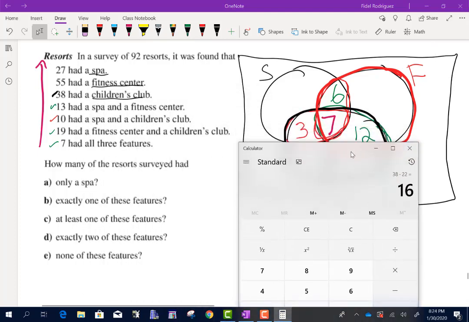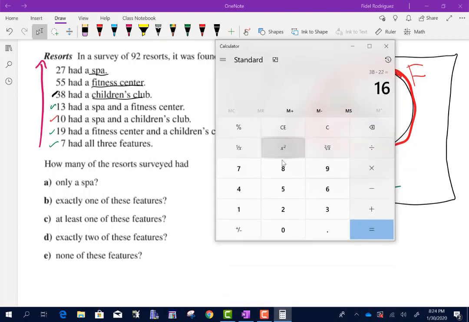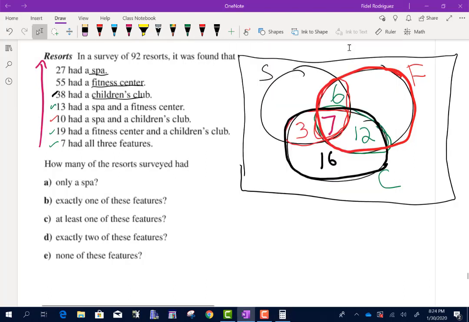Okay, so that's 25. So now if I have 55, 55 minus 25, that's going to leave me with 30. So this number right here is going to be 30, right? Because if I add everybody inside that red circle, it would give me 55.